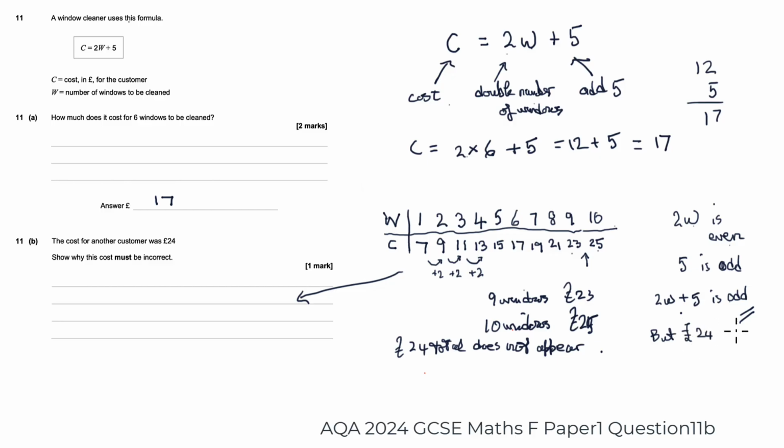£24 that was charged to this customer is even, so not possible. So there's another entirely different way of doing it. And you'll notice in this table you can see all these totals, they're all odd numbers. So double W, even. 5 odd, even plus odd is odd. 2W plus 5 therefore is odd. £24 totals even. All the totals are odd, so it's not possible.